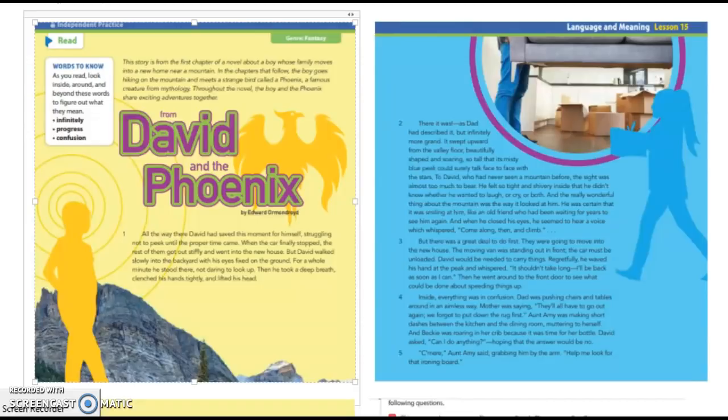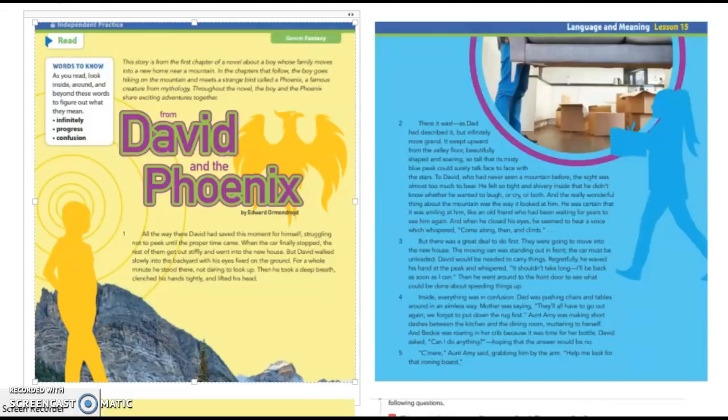Paragraph 1. All the way there, David had saved this moment for himself, struggling not to peek until the proper time came. When the car finally stopped, the rest of them got out stiffly and went into the new house. But David walked slowly into the backyard, his eyes fixed on the ground. For a whole minute he stood there, not daring to look up. Then he took a deep breath, clenched his hands tightly, and lifted his head.